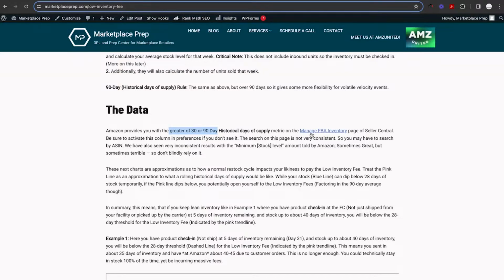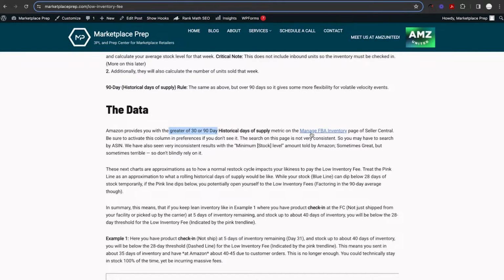The minimum stock level told by Amazon sometimes is great. It's sometimes perfect. But at the same time, I've also seen many cases, including my own, where it's wildly inaccurate or wildly unhelpful. So I'm not going to say rely on it. Maybe you can consider it, but you also need to evaluate your inventory on your own as well.